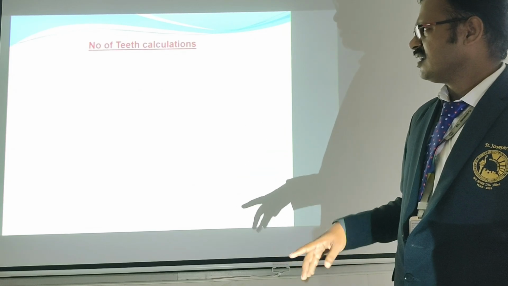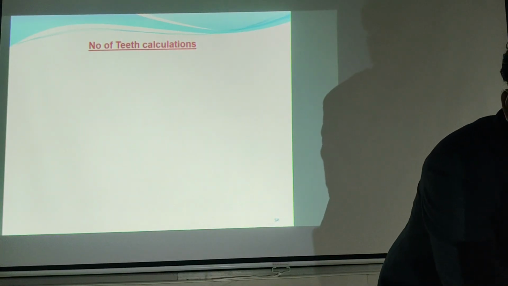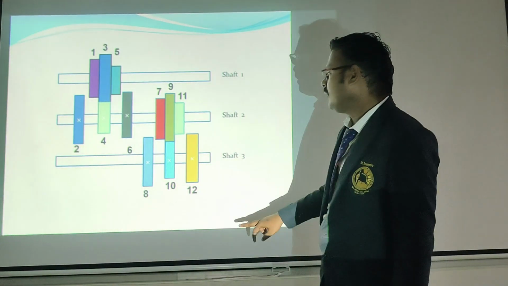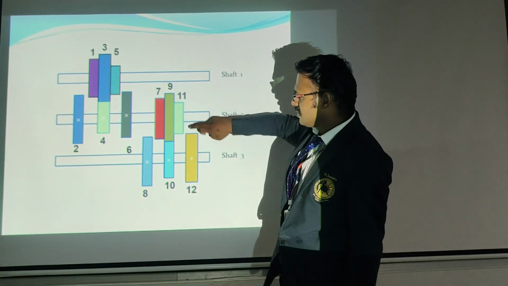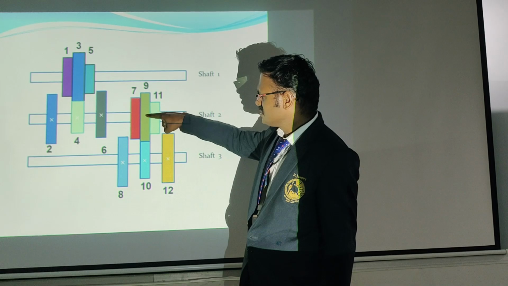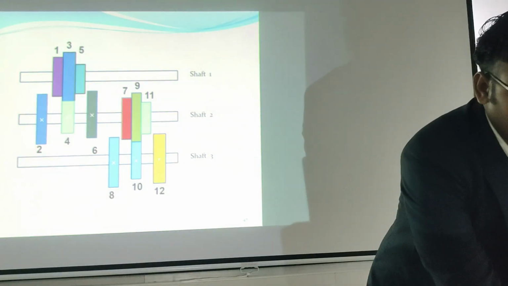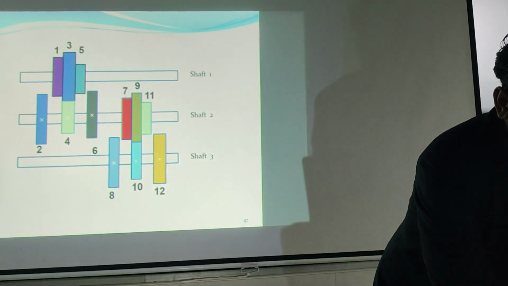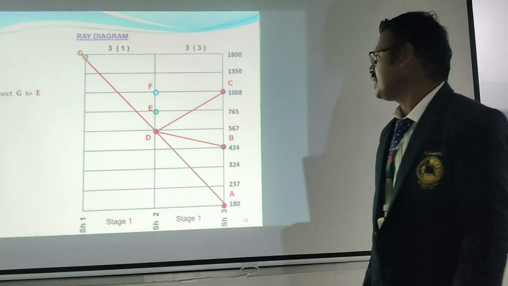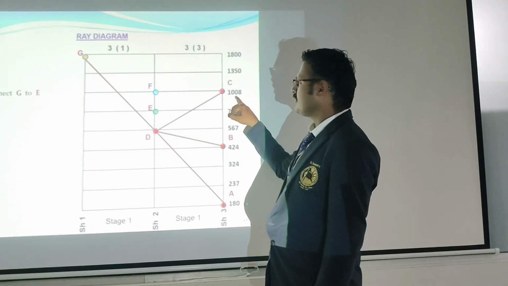Then we need to go for third pair. In second stage, we need to go for third pair. So the third pair will be gear 9, 10. In first pair, we have chosen 11, 12. Second pair, we have chosen 7, 8. In third pair, we have to choose 9, 10. So for 9, 10, we need to choose the speed. The input speed will be 567. The output speed will be 1008.